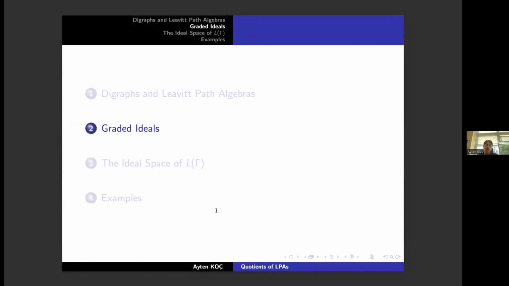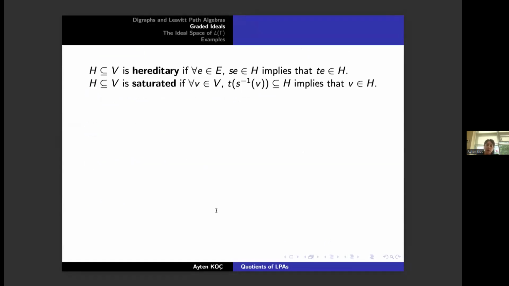Now, I want to mention the graded ideals. Let's give some definitions about a subset of vertices. A subset H of vertices is called hereditary if for all arrows, the source of the arrow being in H implies that the target of the arrow is also in H.